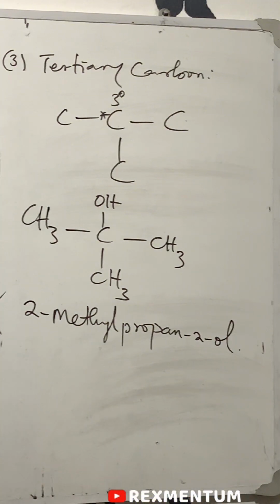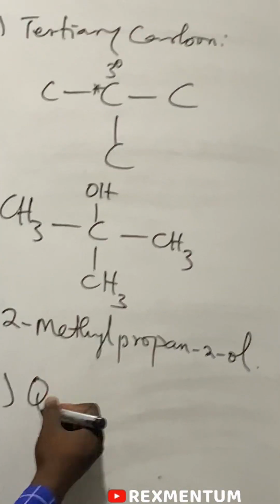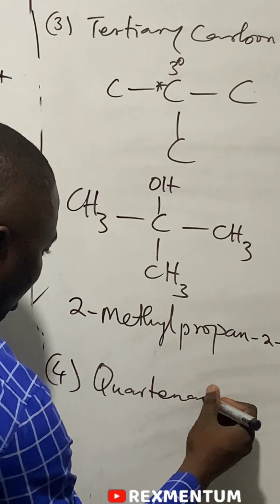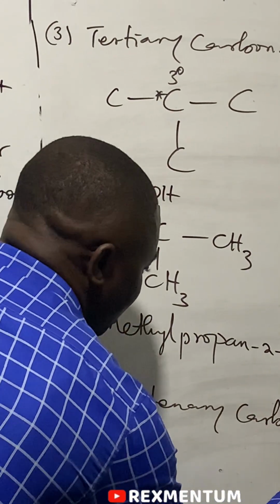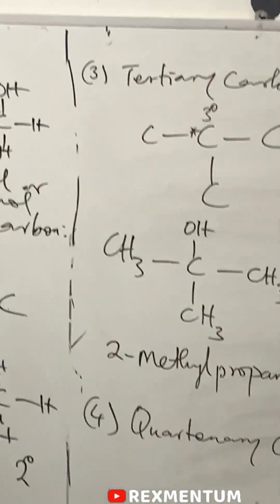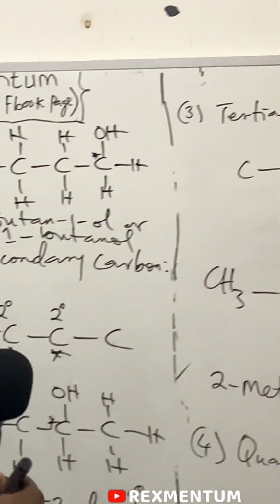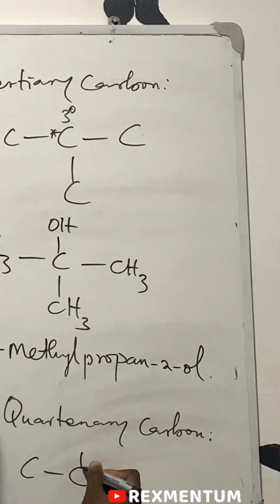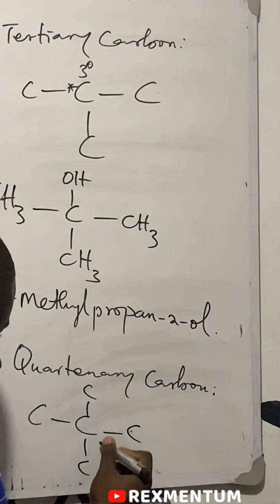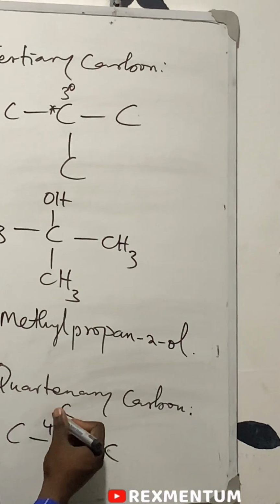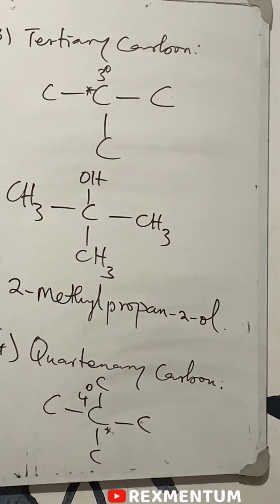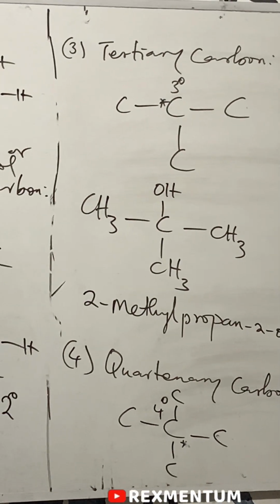Then the 4th type of carbon is what we call quaternary carbon. A quaternary carbon atom is that carbon atom that has 4 other carbon attachments, as you can see here. This is it. This carbon now is a quaternary carbon, 4 degree. Don't forget, we don't have quaternary alcohol because a carbon is tetravalently bonded.